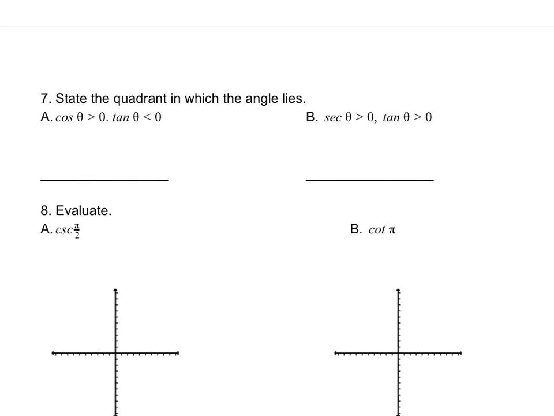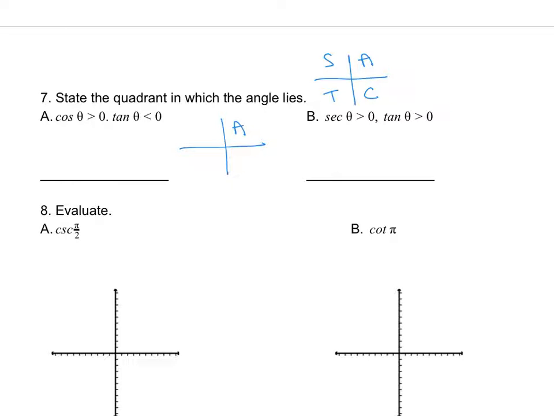State the quadrant in which the angle lies, so all students take class. So for this one, we'll do that. All students take class. So the cosine is positive. So the cosine can be positive here and here, not here or here. And the tangent's negative. Well, the tangent's not negative there. So 1, 2, 3, 4. We are in quadrant 4.